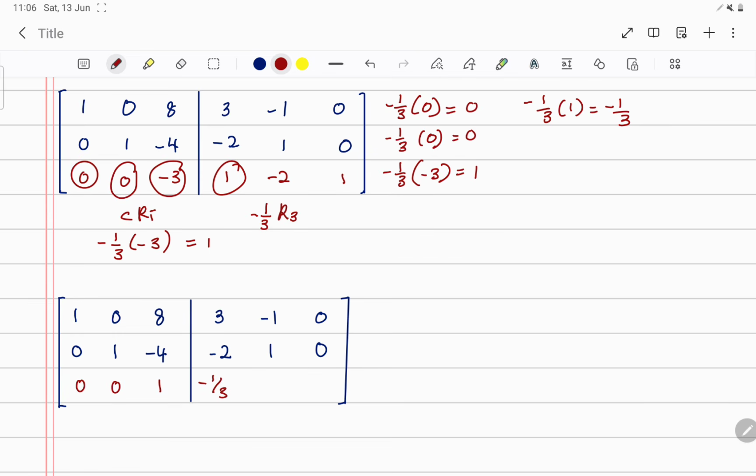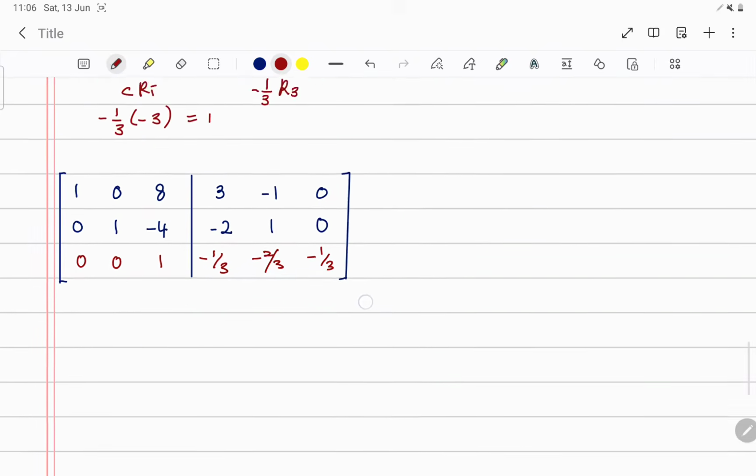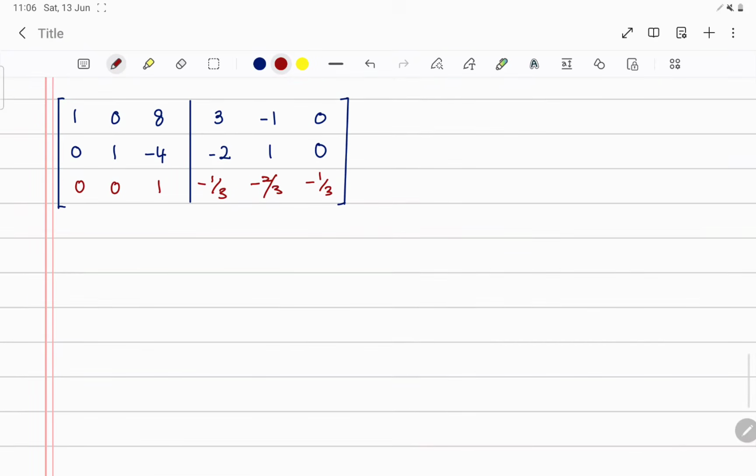The next one you have negative 2. So negative 1 over 3 multiply with negative 2. The answer is negative 2 over 3. Then you put here negative 2 over 3. The next one you have 1. So negative 1 over 3 multiply with 1. The answer is negative 1 over 3. Then here becomes negative 1 over 3. Then settle for this part. You change this value to 1 already. Okay, so we proceed to the next one where we can change this value of 8 to 0.